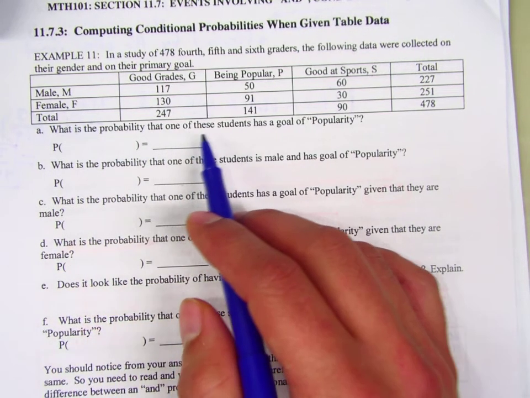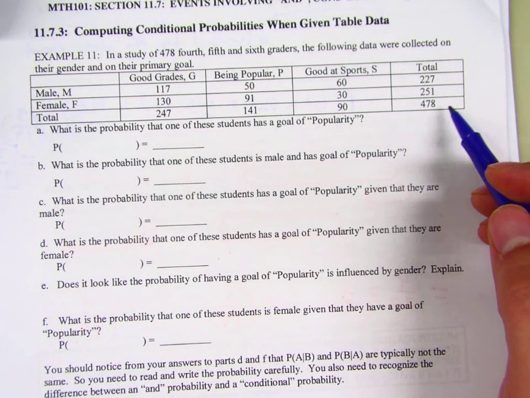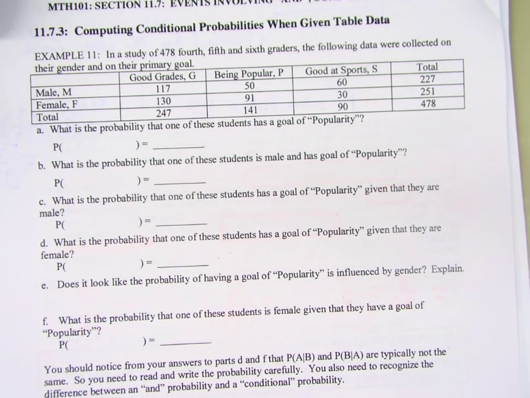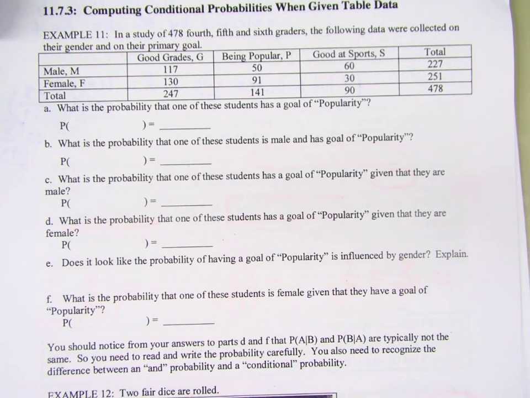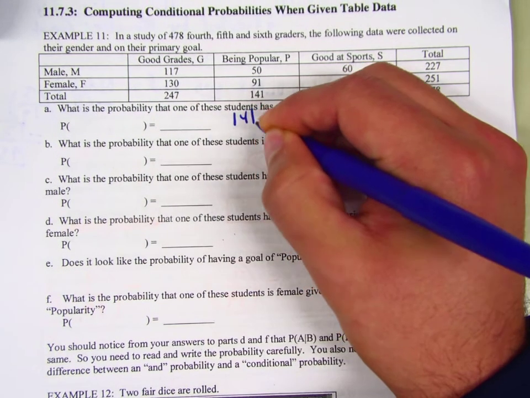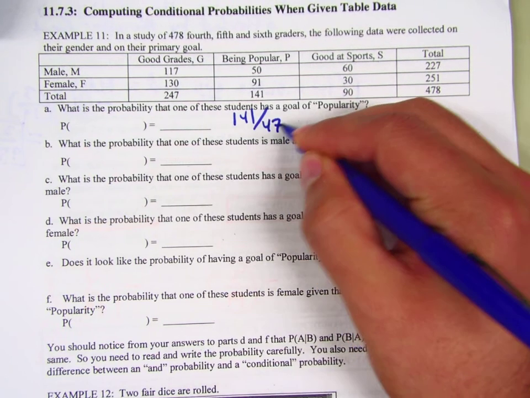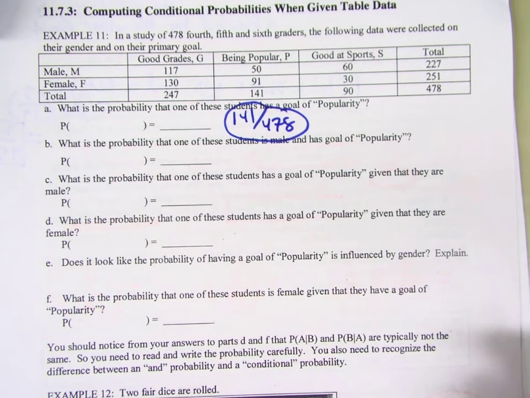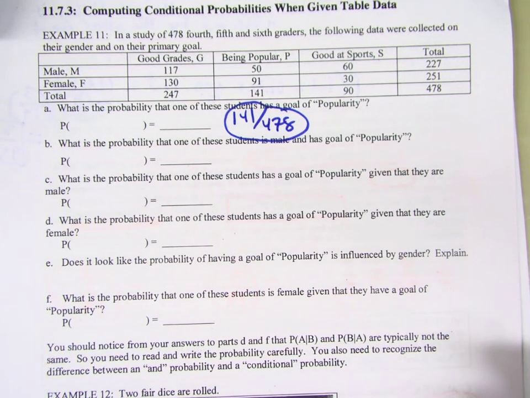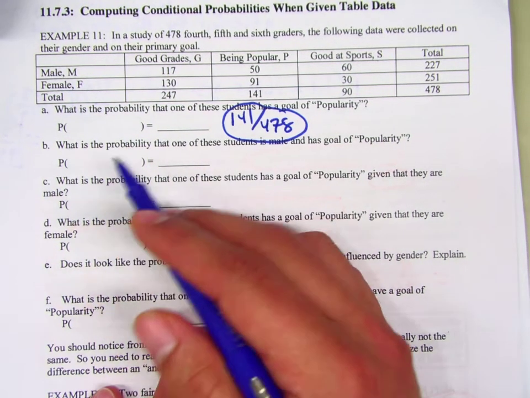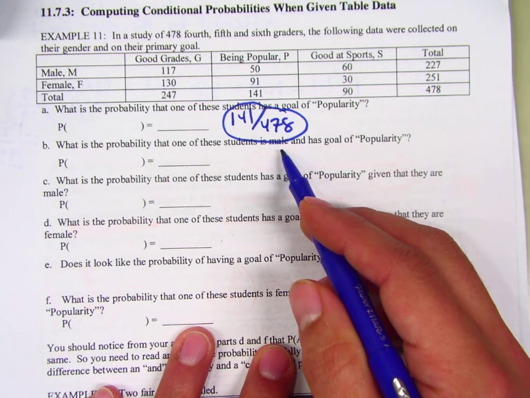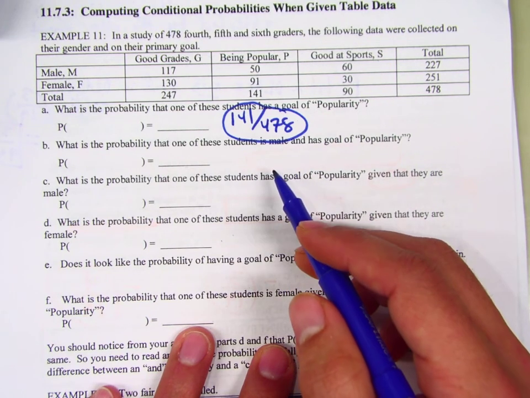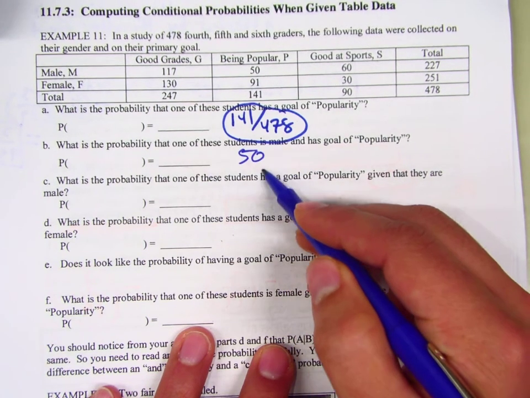What is the probability that one of these students out of the 478 has a goal of popularity? How many students are there that have that goal? 141 out of what total? Perfect. Okay, you guys pay attention. This is going to go quick, and then if you're not listening, you're going to be clueless. What is the probability that one of these students is male and has a goal of popularity? Good.